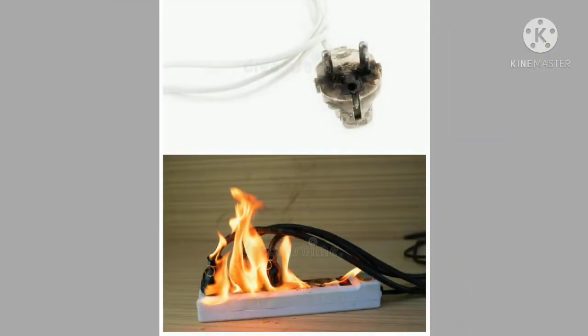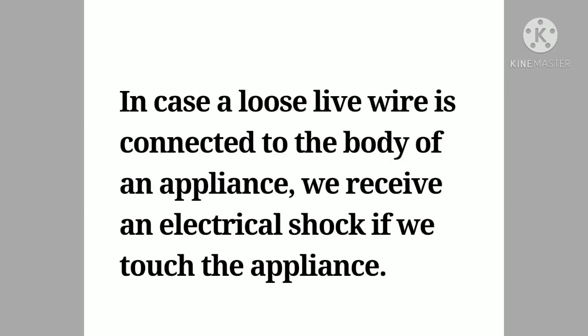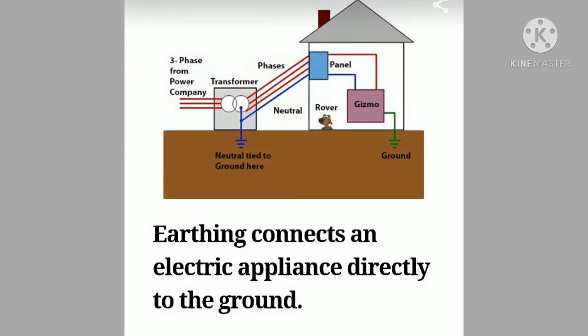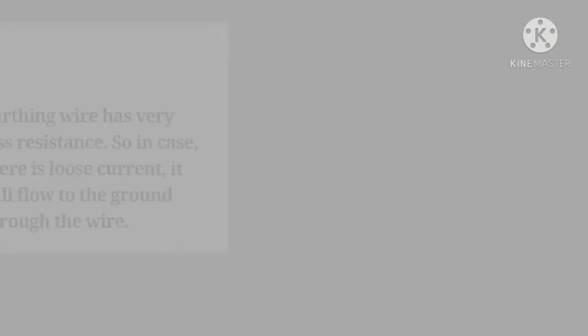Suppose due to some defect, the insulation of the live wire inside an electric iron is burnt. Then the live wire may touch the metallic body of the iron. So there is a chance that we receive an electric shock if we touch the appliance. If the earth wire is properly connected to the metallic body, current will pass into the earth through the earth wire and it will protect us from electric shock.